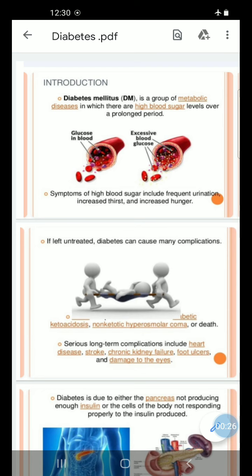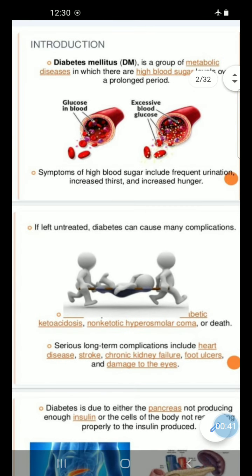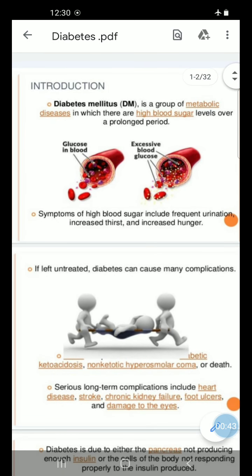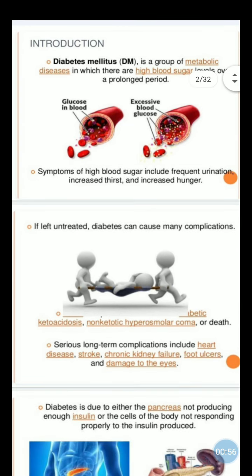It is a group of metabolic diseases in which there is a high blood sugar level over a prolonged period of time, for a long period of time. Here you can see glucose in blood, and in the second image, excessive blood glucose. Here it is normal, and here it is excessive blood glucose.